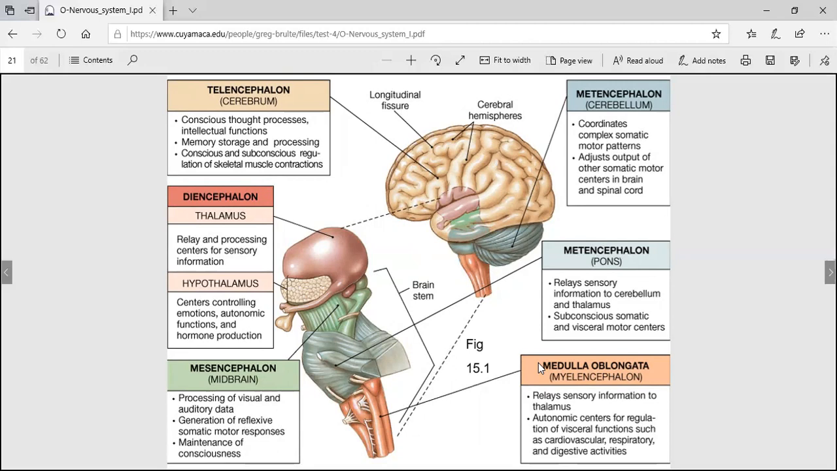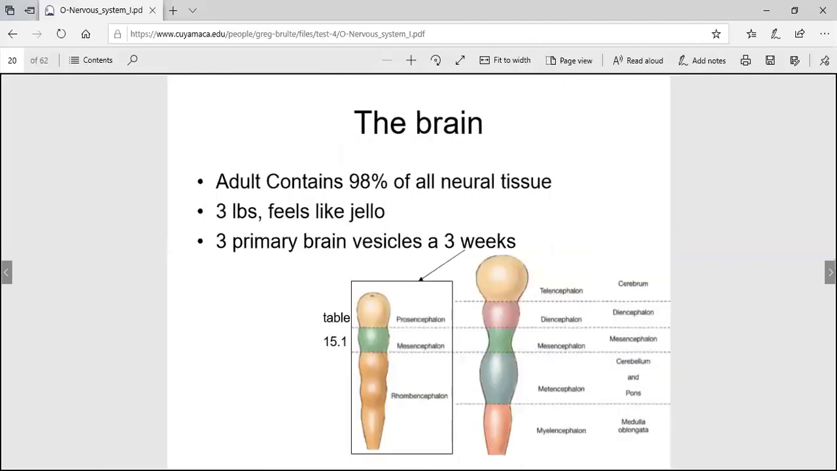I always say medulla oblongata like that because of that Adam Sandler movie, Waterboy. Remember that? Where they said, why is the alligator so mean? And then he goes, because he has no medulla oblongata. I don't know if that's true. A friend of mine went to high school with Adam Sandler. Anyway. All right.